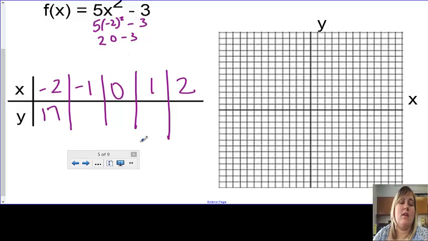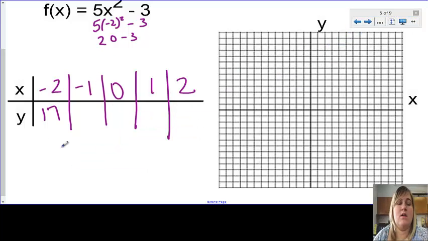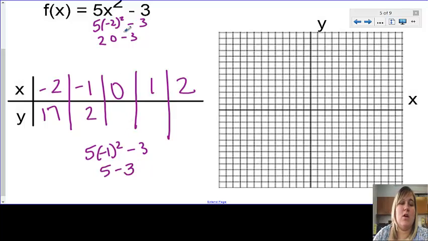Here I plug in -1. So if I plug in -1 squared times 5 minus 3, this is going to be a positive 1 times 5. 5 minus 3 is going to give me a 2. Okay, if I plug in 0, it would just cancel that one out, so it gives me -3. If I plug in 1, because I'm squaring that, it's going to end up with the same thing as if I plug in -1, which we said was 2. And the same thing with 2. 2 times 2 is 4, times 5 is 20, minus 3 is 17.